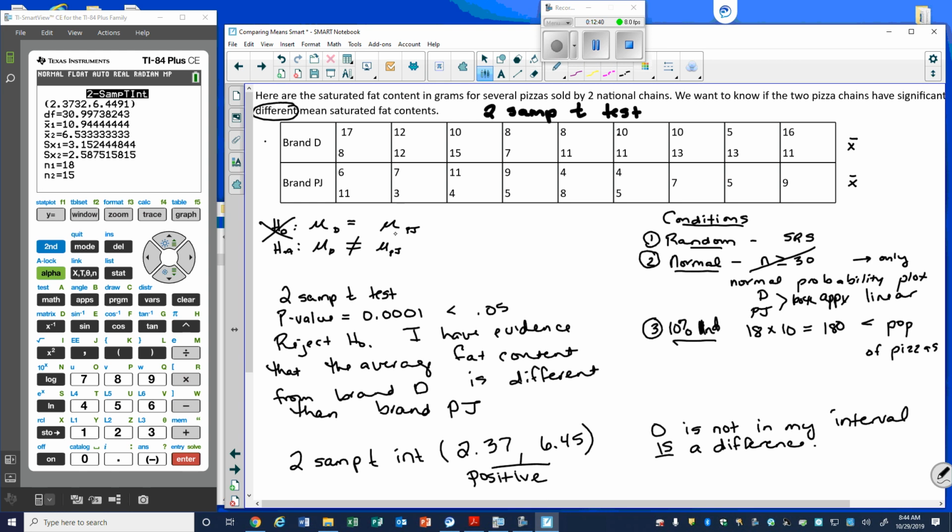And if I look back at the order in which I wrote my hypothesis, if I looked at the mean for the D, which I listed first, and looked at the difference between that and the mean of PJ, in order for this difference to be positive, then the mean for the brand D would have to be greater than the mean for PJ. Otherwise, it would have been negative. So I can even say that brand D has a higher fat content.